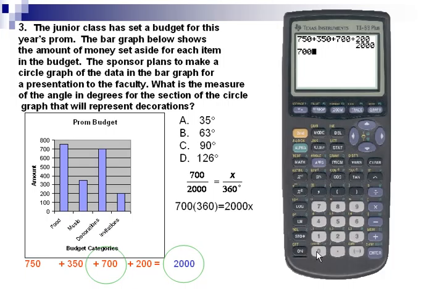Now use your calculator for the multiplication. And then you need to divide by 2,000. And x here represents 126 degrees. That would be the angle necessary to show the amount of money spent on decorations in the circle graph.